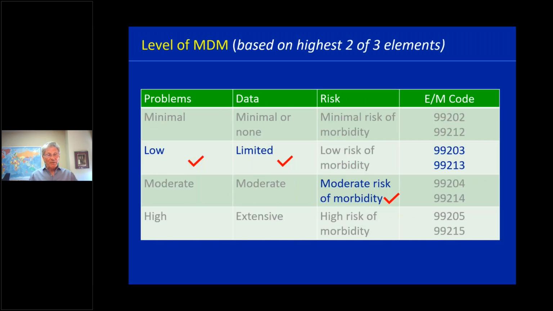Let's drop them into this table. The number of problems was low. The amount of data we reviewed was limited. She had a moderate risk of morbidity. So we take the best of 2 out of 3, and she's an established patient. So that's a 99213 based on medical decision making. Next.